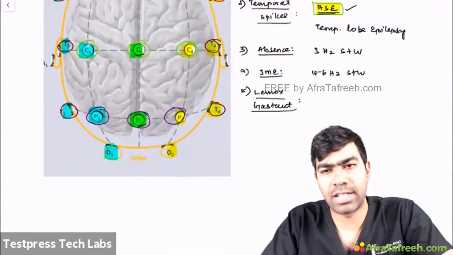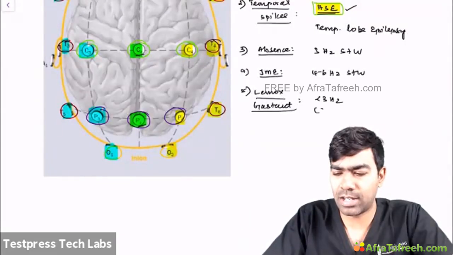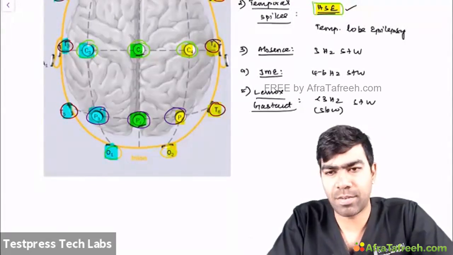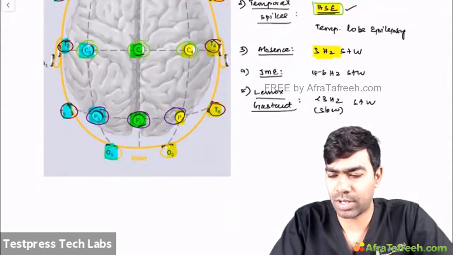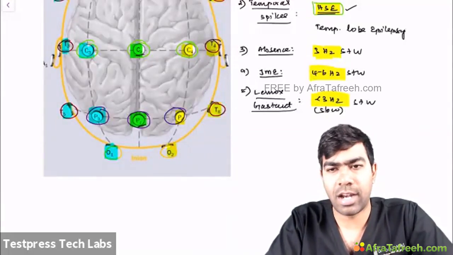Very common question in exam again. You're going to have this classic slow spike and wave pattern, that is less than 3 Hz, otherwise referred to as slow spike and wave pattern. Less than 3 Hz spike and wave pattern. These are the 3 numbers that are very important for exam: 3 Hz, 4 to 6 Hz, less than 3 Hz for absence, JME, and Lennox-Gastaut syndrome.